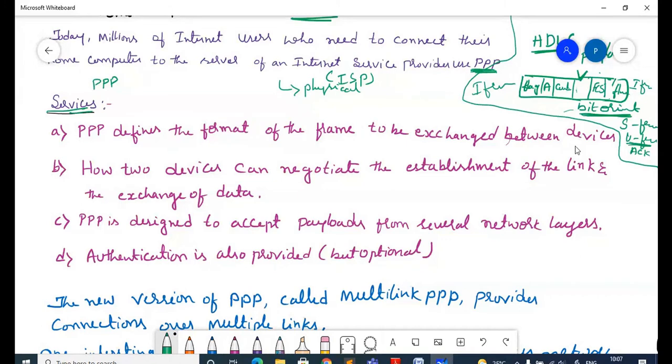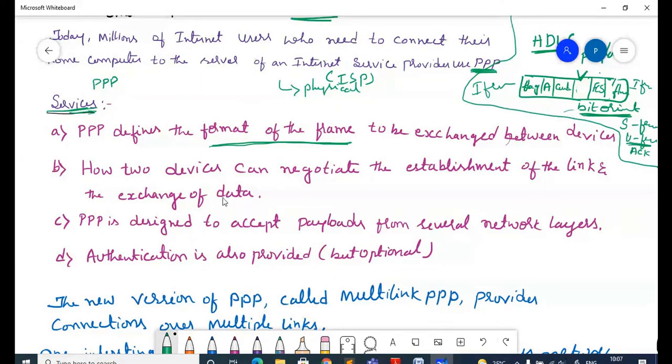That is the main thing. Like how I explained in HDLC, no? Similar to that, even point-to-point protocol has its own frame format. It is going to use its own frame format for exchange of data between the devices, that is the sender and the receiver. That is the main service supported by the point-to-point protocol, where it will provide the frame format. And the second one is how two devices can negotiate the establishment of the link and exchange the data. So it has the procedure, the point-to-point protocol.